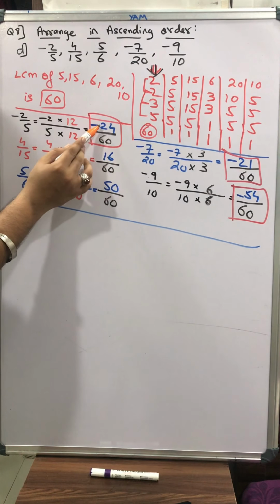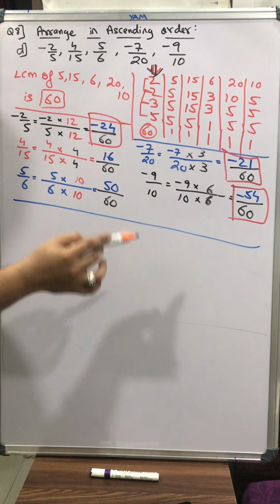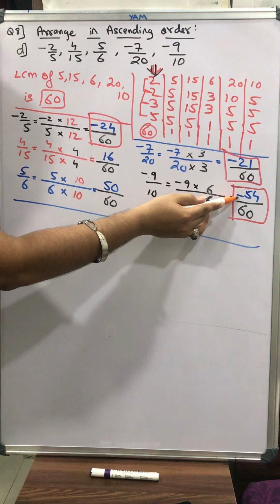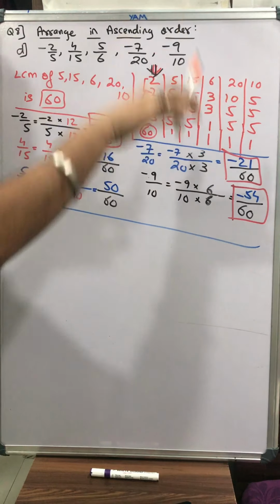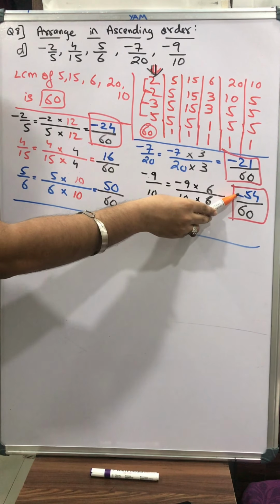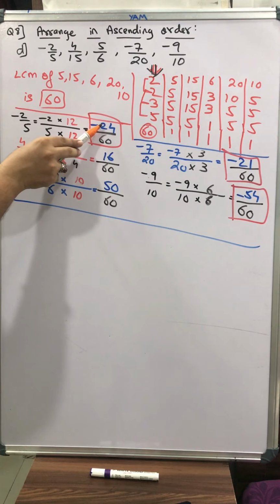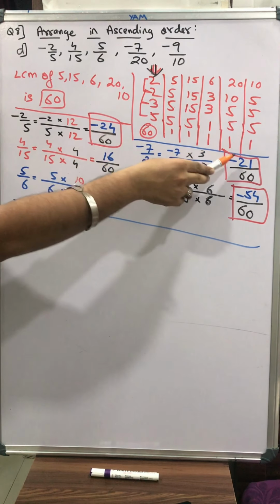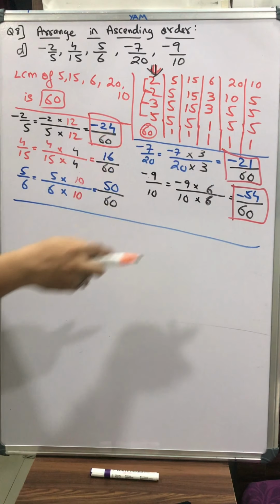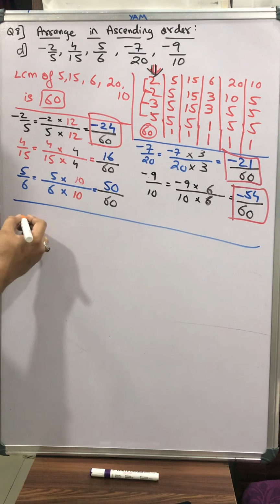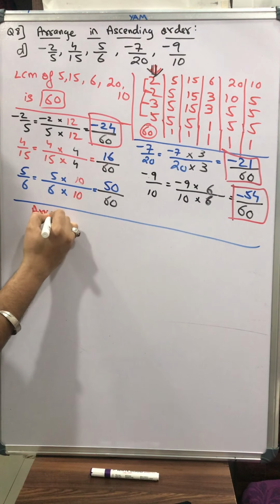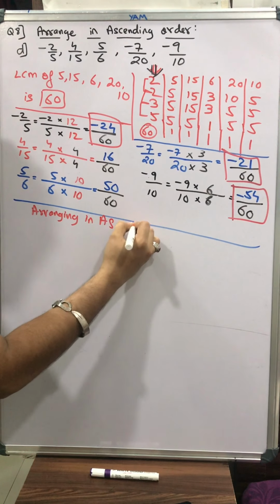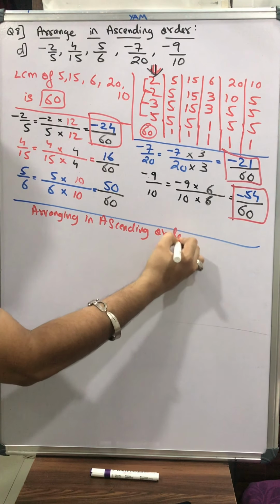But if you compare minus 24, minus 21 and minus 54, which is the smallest? Minus 54 will be the smallest because it's a negative number, and in negative numbers the bigger the number, it is smaller. So minus 54 is the smallest. Then comes minus 24 if we arrange in the ascending order. Minus 54, then minus 24 and minus 21 is the biggest between these three negative numbers. So I'll write here arranging in ascending order.